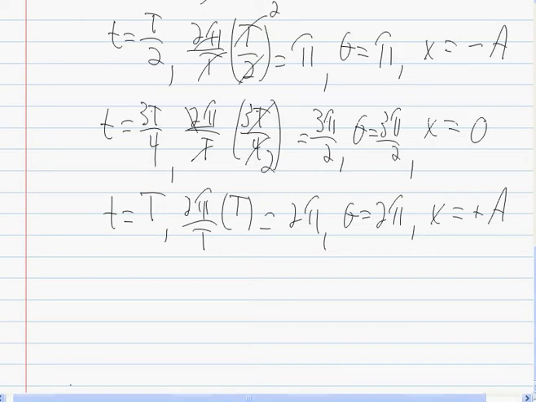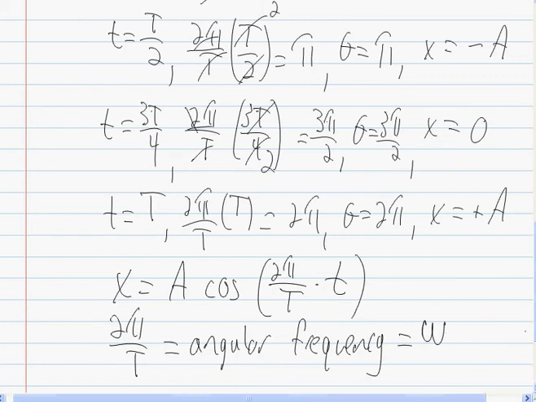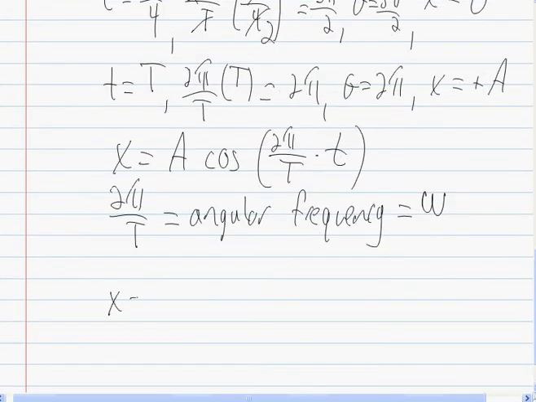So we've got x equals A cosine 2 pi over the period times however much time it's been moving. But this thing actually has a meaning. 2 pi over T is equal to the angular frequency, omega. And we're going to represent this as x equals A cosine omega t.